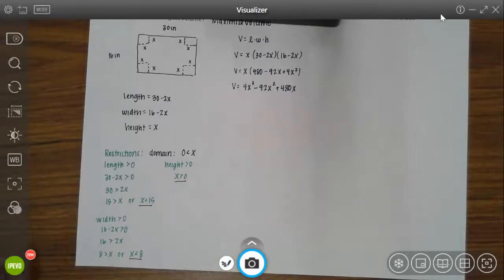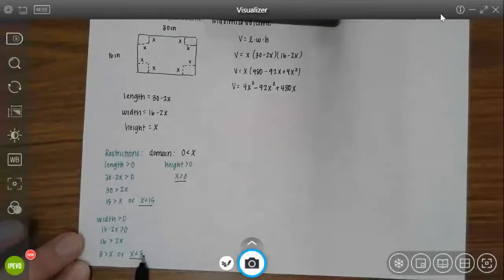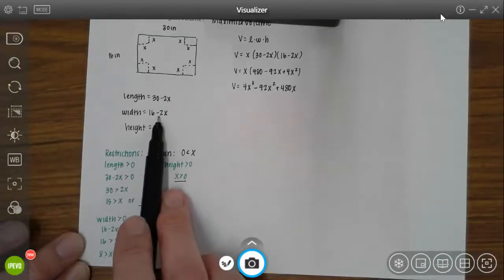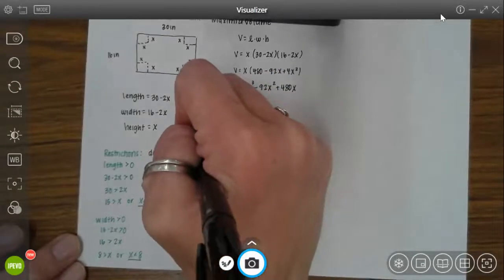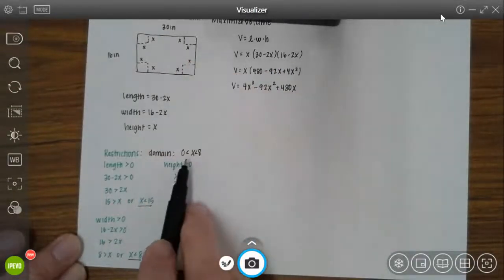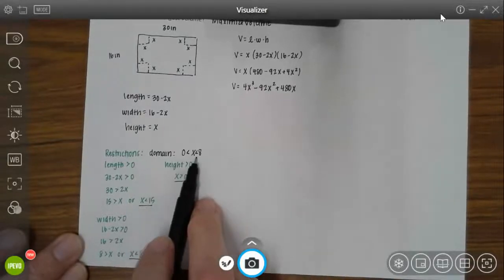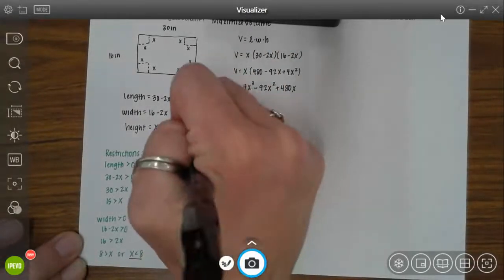So to restrict our domain, we actually have to use 8 as our greatest number. Because if I plugged in anything greater than 8 into the width, that would give me a negative length, which I can't have. So in this case, the domain of this particular problem is going to be somewhere in between 0 and 8, and it could be including 8.